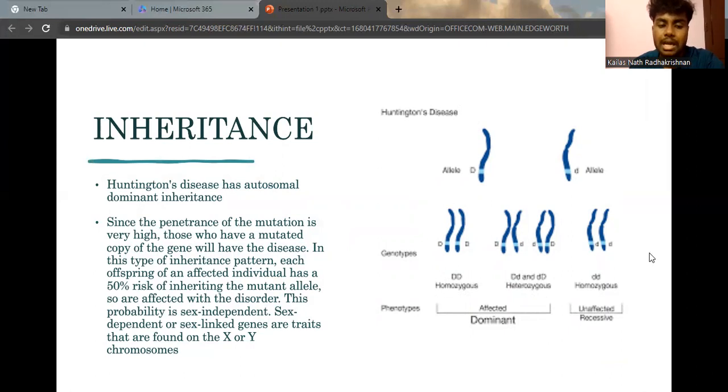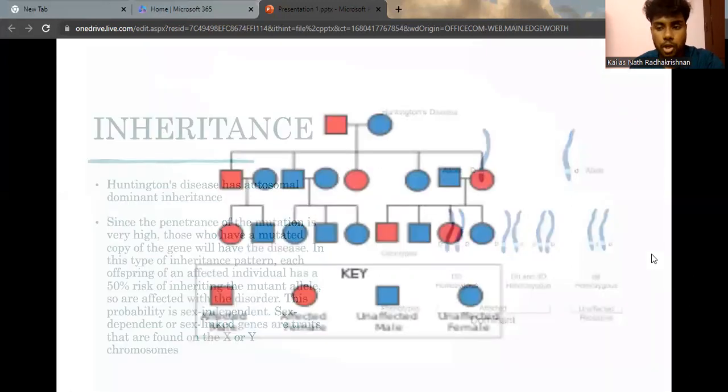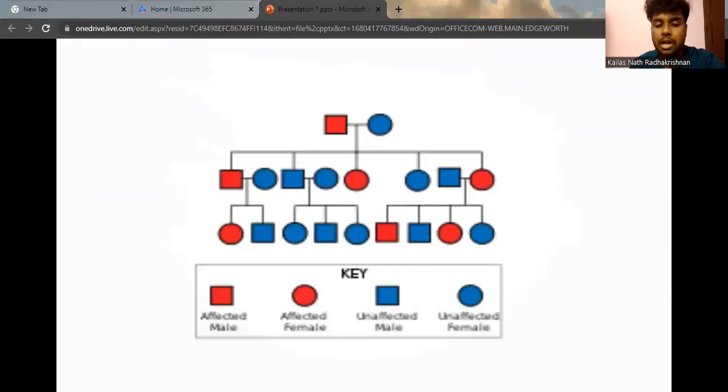This probability is not sex-dependent, unlike sex-linked genes or traits that are found on the X and Y chromosomes. In this pedigree chart, we could find that yes, this disease is inherited in an autosomal dominant fashion. The probability of each offspring inheriting the affected gene is 50%. Inheritance is independent of sex, and the phenotype does not skip generations.